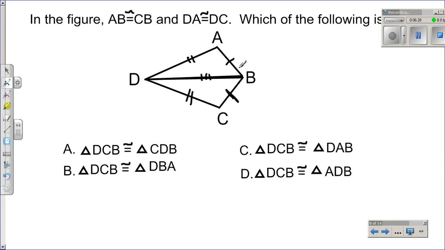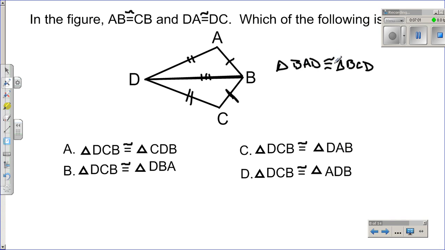Alright, so I'm just going to write this out. I'm going to start with B, and I'm going to go ahead and write triangle BAD would be congruent to triangle BCD. See how I went across that 1 and then across the 2? I got to do that down here as well. So B, C, D. Now I can look at our choices and see which one is true.